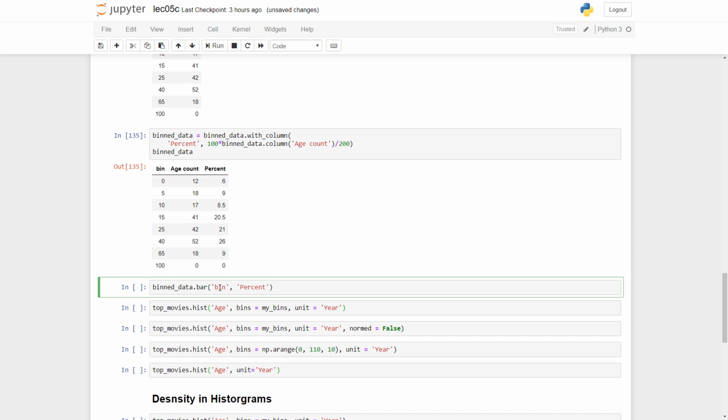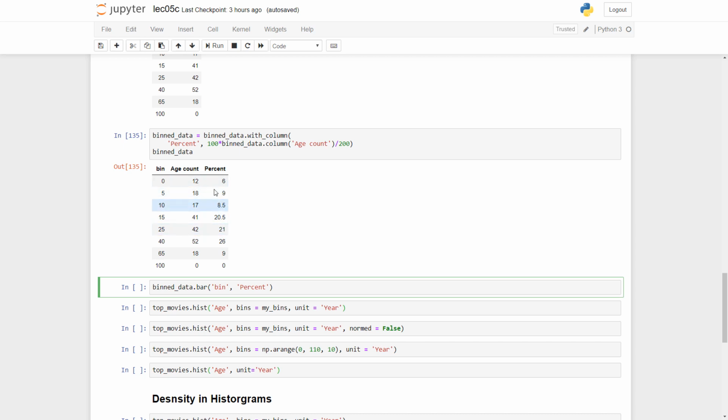Okay, the bar chart by default, the first argument is categorical, right? So it will deal with the values of the bins here as categorical, as labels, as names. Okay, because that's how bar chart works. And how about the y-axis?